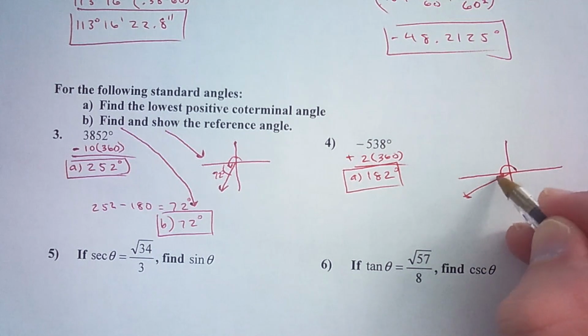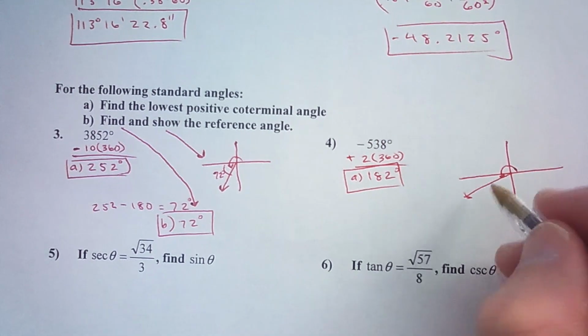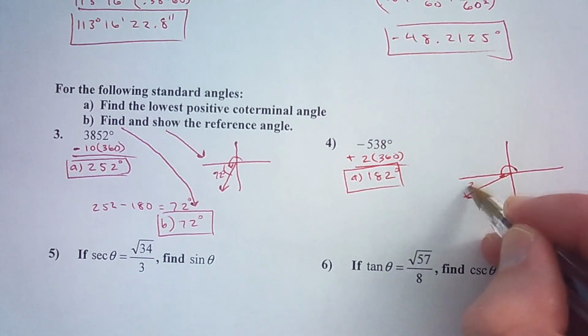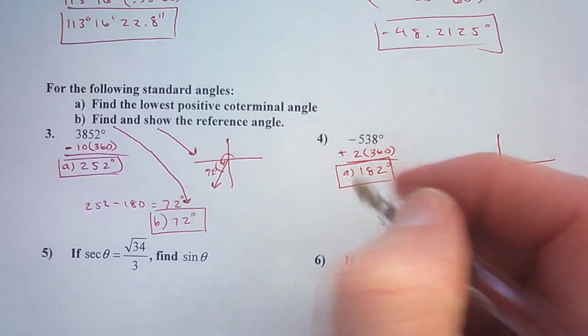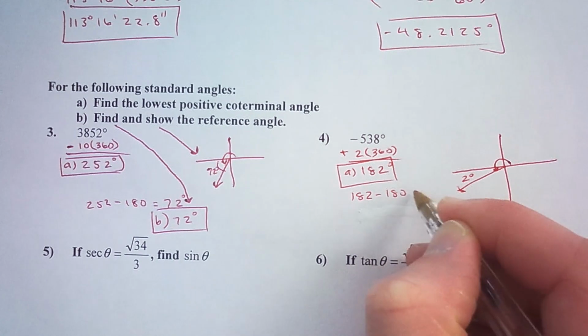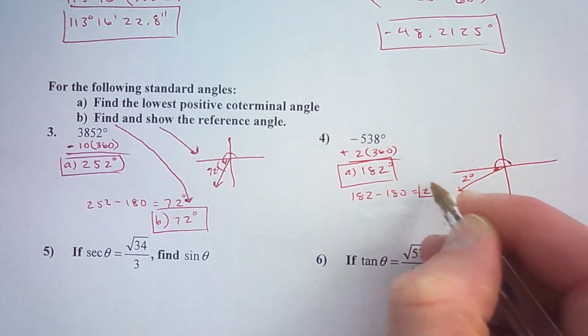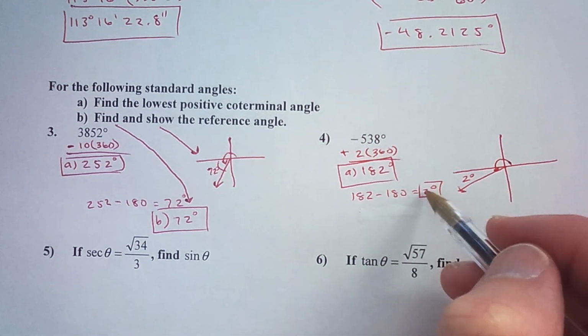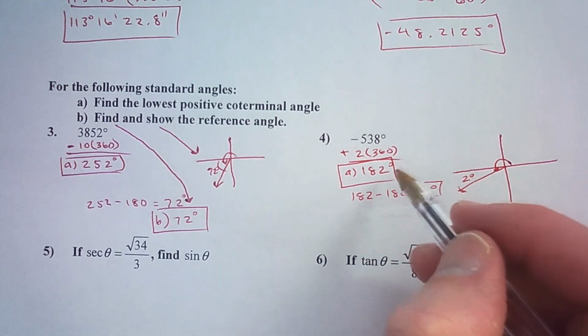Now this angle is probably a little more than 2 degrees, so it's exaggerated, but it only goes 2 degrees past 180. And I can find that measure by simply doing 182 minus 180, and that is 2 degrees. Okay, so we have found it, and we have shown it.